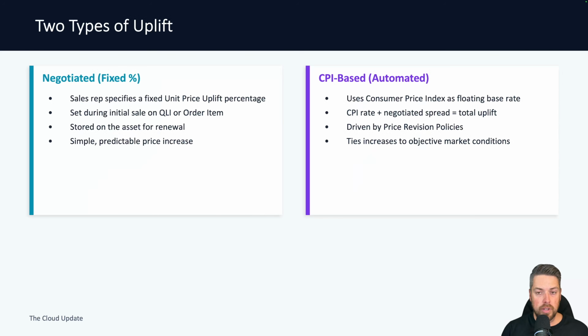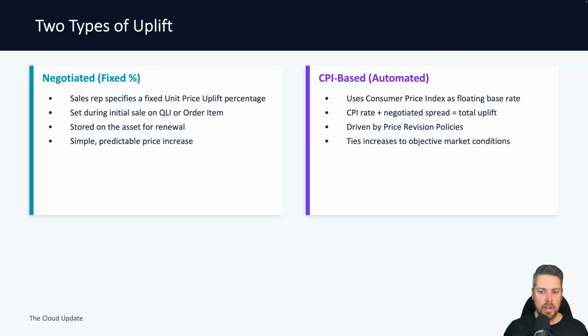So there will be two types of uplifts available. So you can do negotiated through a flat percentage field called Unit Price Uplift that you're going to be able to use on quote line, on order product, and all the way to your asset. It can change throughout the life cycle, right? But when you get to a renewal quote, then that unit price uplift will be used to calculate the new net unit price.